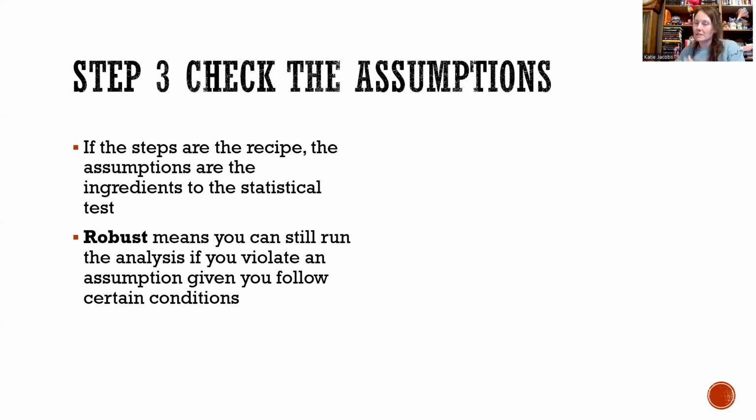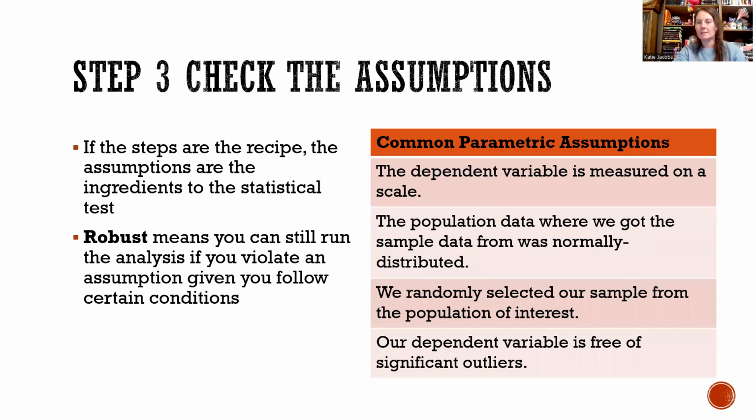So keep that in your head, because when we're checking these assumptions, sometimes if we violate the assumption or we don't have the particular ingredient that we need, sometimes we have different things that we can substitute in place for it. And that means we can still run our analysis anyway, even if we don't meet all those original assumptions. So the word robust is kind of what the word is if we can use one of these substitutions, right? So robust means that you can still run the analysis if you violate an assumption, given that you follow certain conditions. And we'll learn what those are when we learn individual different types of statistical analyses.